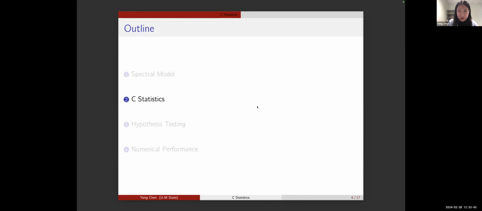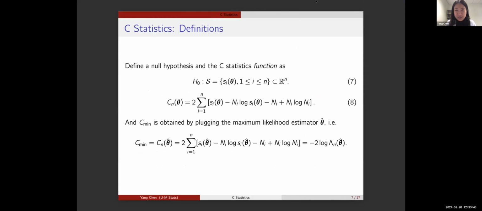That's what I expected. So next I'm going to quickly go through the C statistics. Hopefully many of you are already familiar with it. The way that we are defining the C statistics is through the likelihood ratio statistics. The null hypothesis that we make is the true model, which is S_i(theta), and the alternative is the fully saturated model, where each of the S_i is estimated to be N_i. So this is the C function as a function of theta, and typically the C statistic in the literature is this C-min statistic, which is the minimizer of this C function, also equivalent to the maximum likelihood estimate plug-in version of this C statistic.